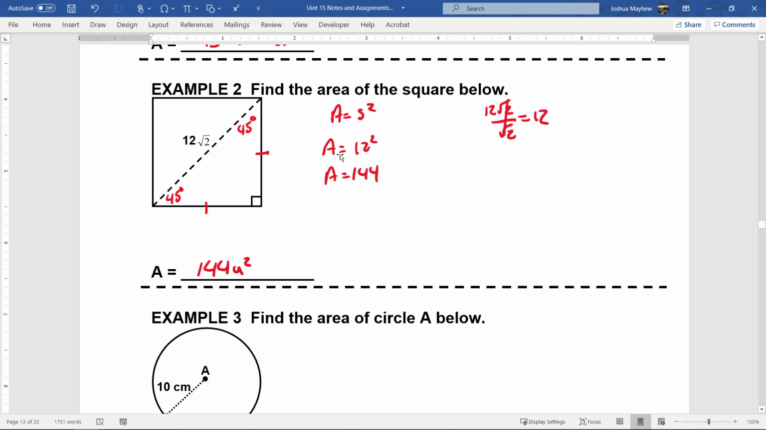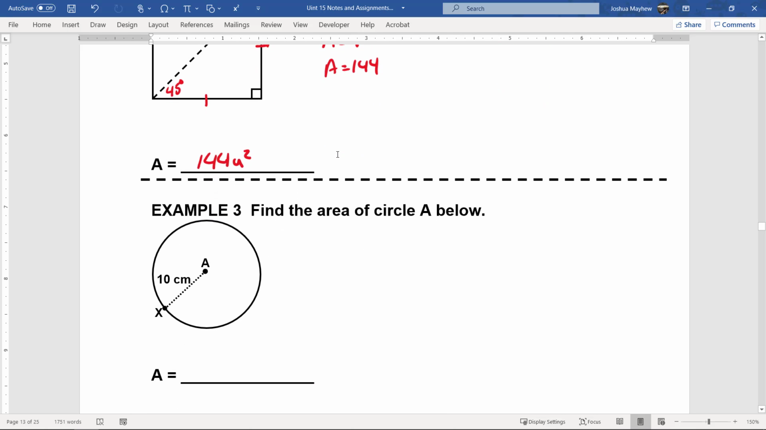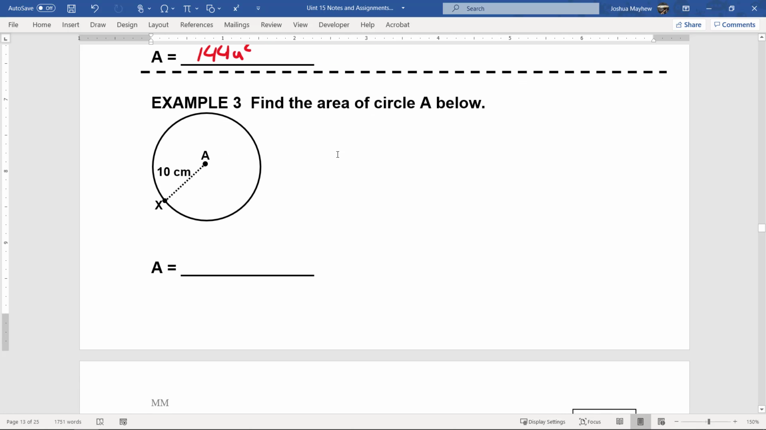All right, let's look at example 3. We're going to find the area of the circle. Well, area of a circle, pi r squared. We know the radius is 10, so pi times 10 squared. So we get 100 pi, which is approximately 314.159 square centimeters. That's how we'd find the area of that circle.